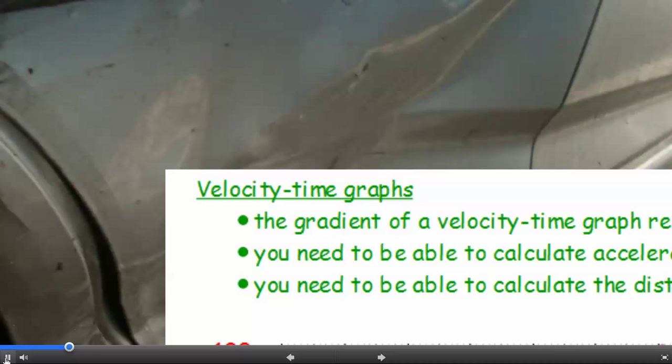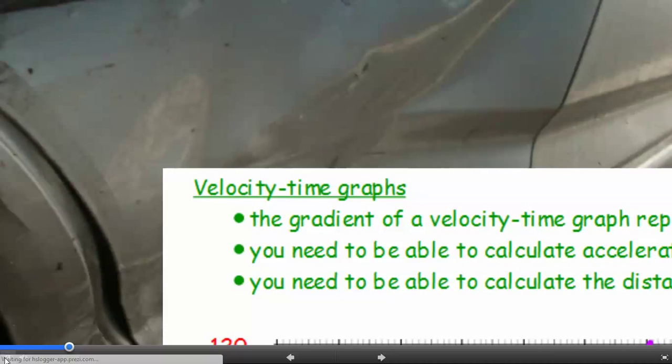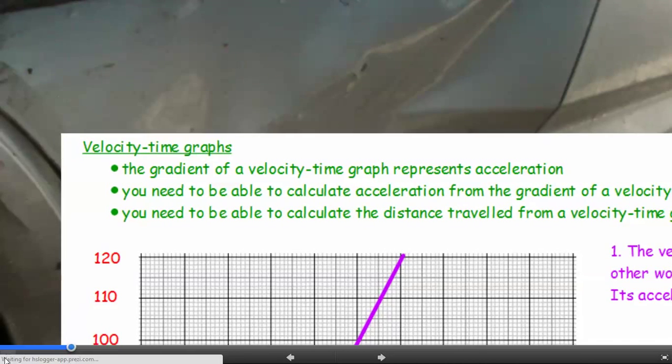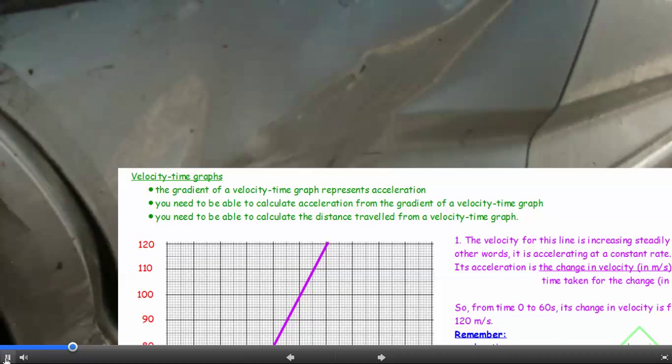Right, let's have a look at some velocity time graphs. Now, as we said before, the gradient of a velocity time graph represents acceleration. You need to be able to calculate acceleration from the gradient of a velocity time graph. And you also need to be able to calculate the distance travelled from a velocity time graph.